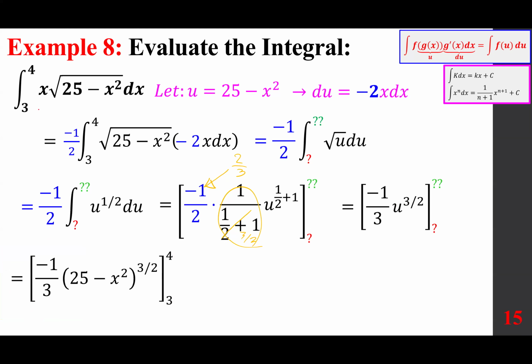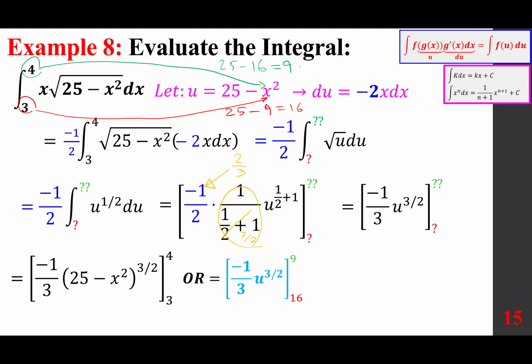First and foremost, let's plug in this one here. When you square 3, you get 9. 25 minus 9 is 16. So that's the lower limit. The upper limit, if I put here, 4 squared is 16. 25 minus 16 is 9. That is the upper limit, everybody. And so you plug it in.